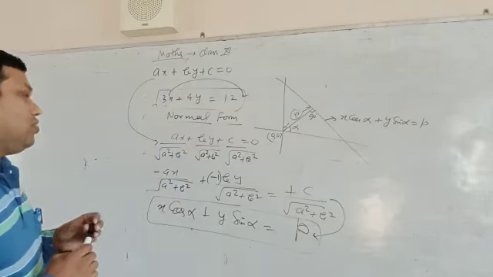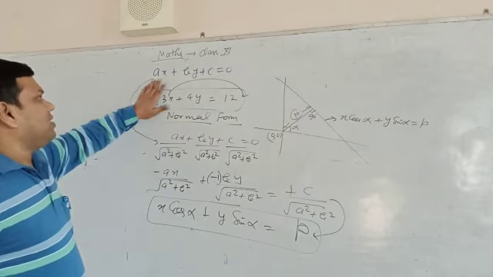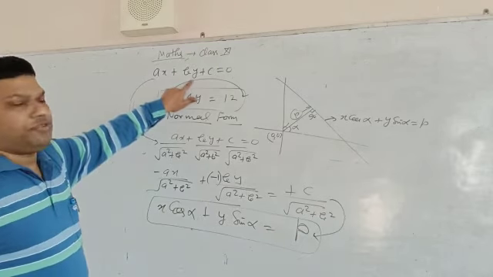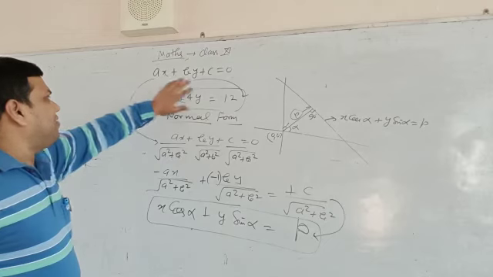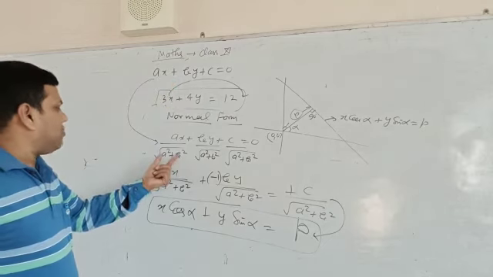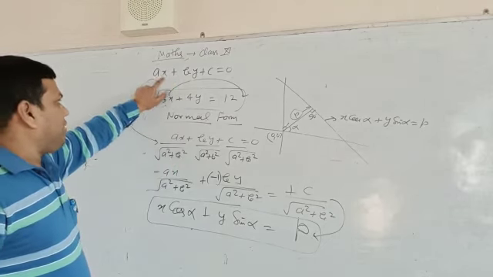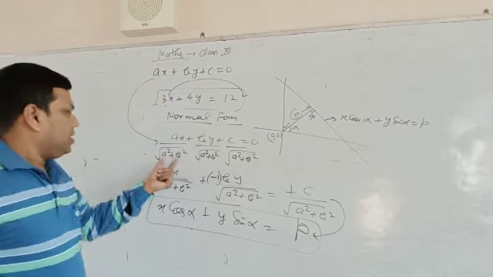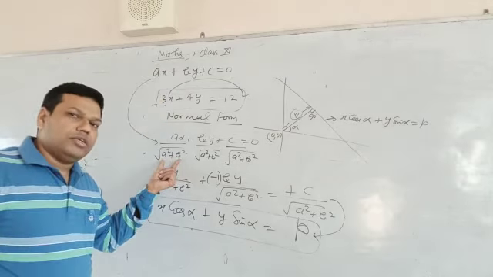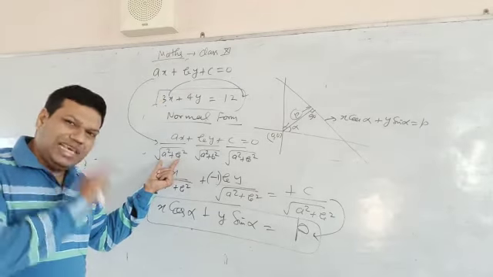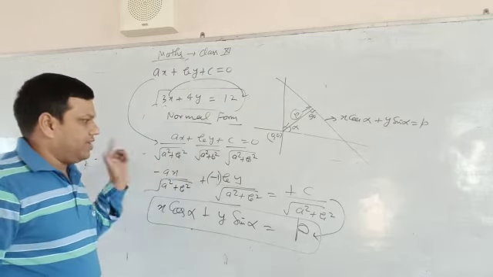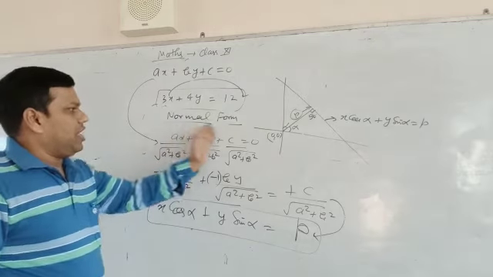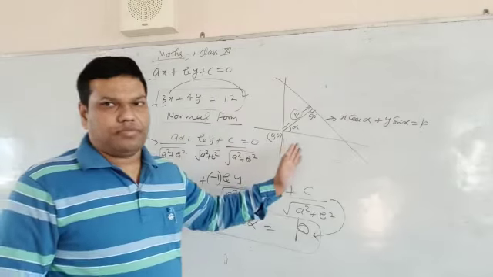So this is the special form. You only have to remember that if the coefficients of x and y are a and b, then we have to divide by the square root of a square plus b square on both sides, and you can have a normal form.